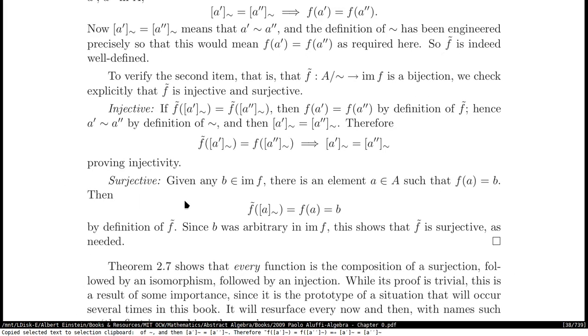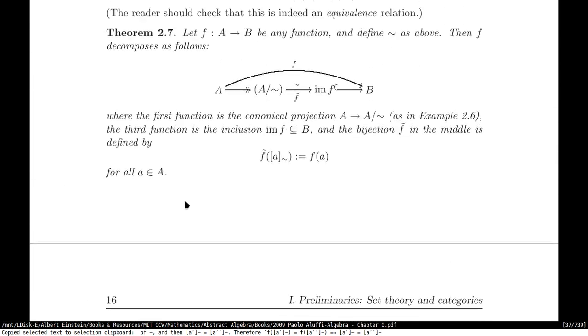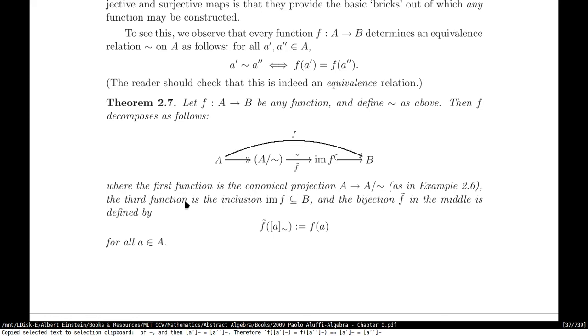Right? So this is actually a very important thing, the decomposition of any function using the equivalence relations.